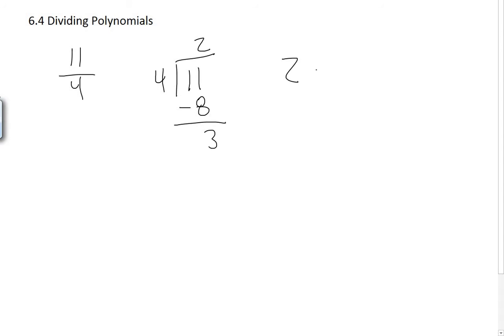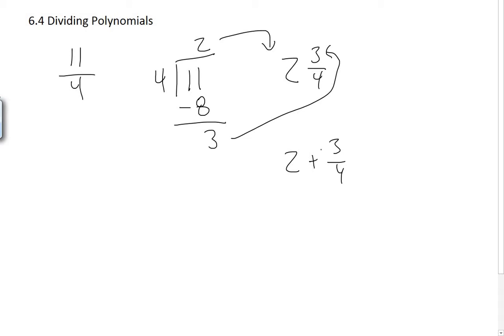I can say that 11 over 4 is really 2 and 3/4. The quotient plus the remainder over the divisor. So the same process is going to hold for polynomials. The only thing that I want to bring up is that in this case, 2 plus 3 over 4 is the same as 2 and 3/4.